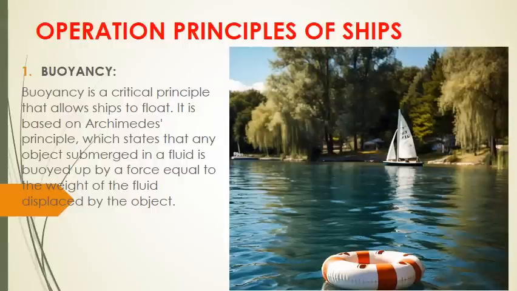The first principle I'll be considering is buoyancy. Buoyancy is a critical principle that allows ships to float. It is based on Archimedes' principle, which states that any object submerged in a fluid is buoyed up by a force equal to the weight of the fluid displaced by the object. Ships operate based on this principle: when an object is submerged in a fluid, it is buoyed up by a force equal to the weight of the fluid displaced by that object.